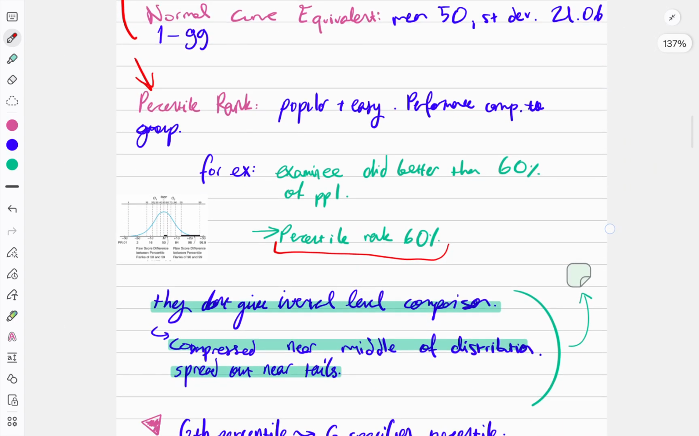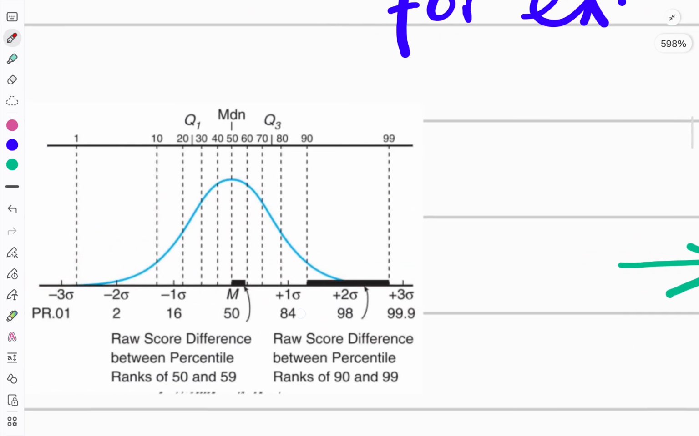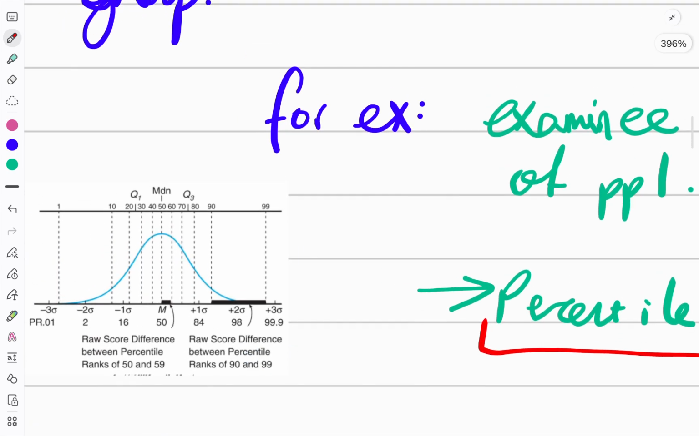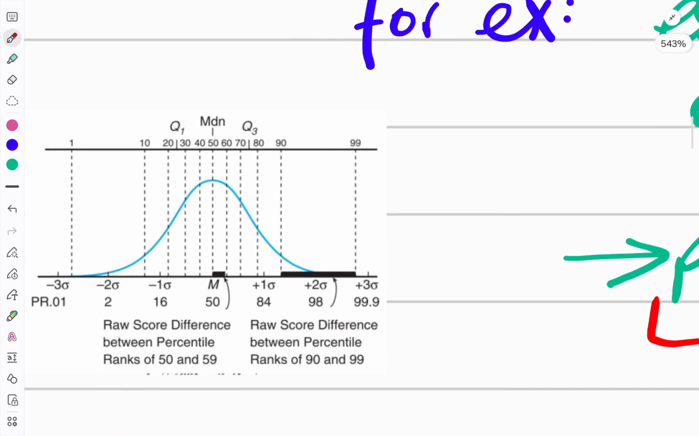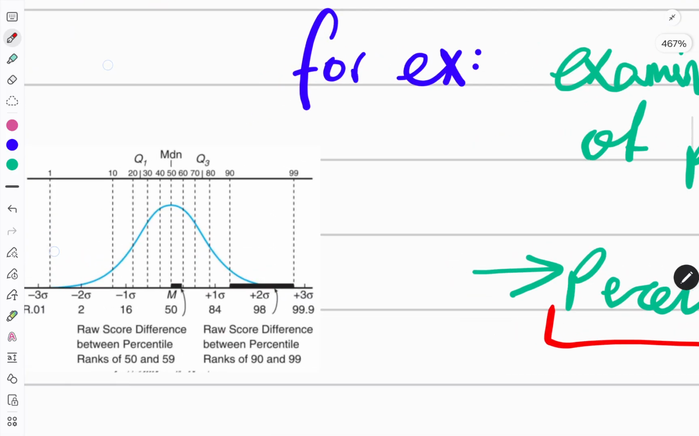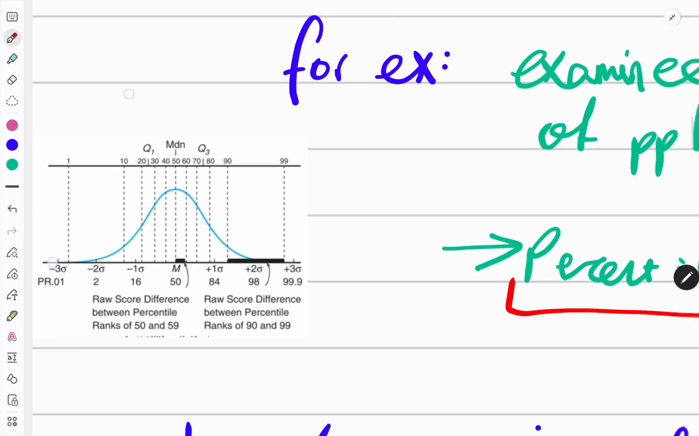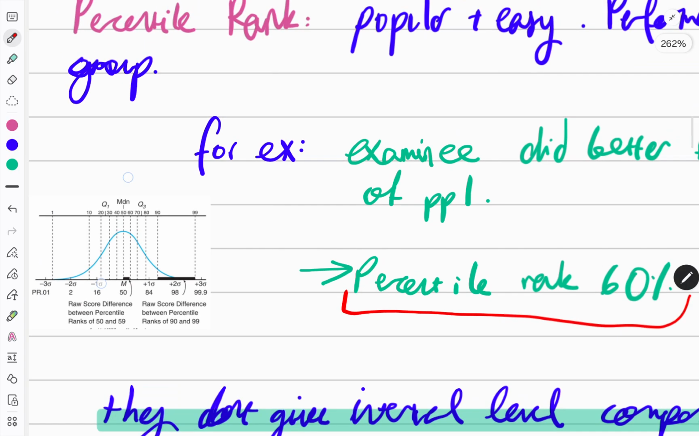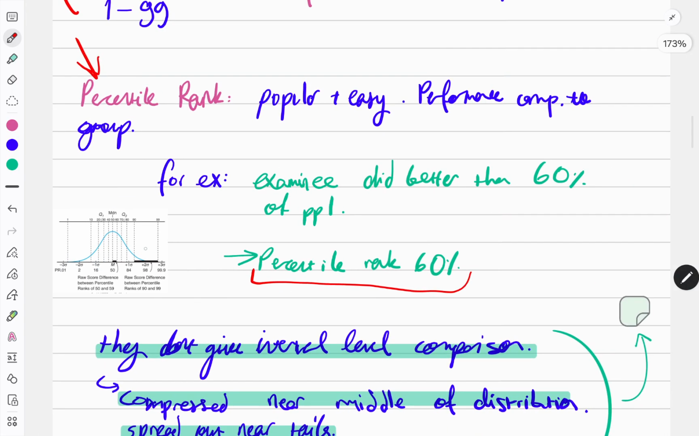So here's a picture. I couldn't fit it into the slide, so I had to make it very small. Here you can see that it's not equally distributed, because it's a normal distribution. It's mostly distributed around the average, around the mean, and towards the tails it gets less and less. There are fewer people.